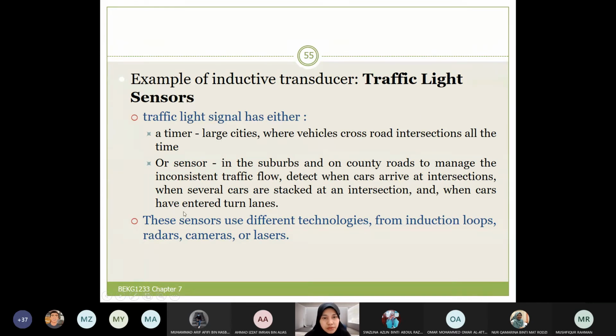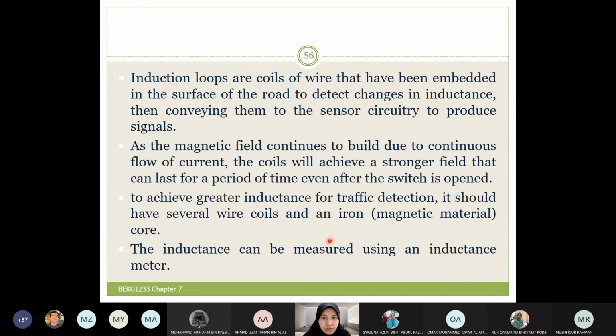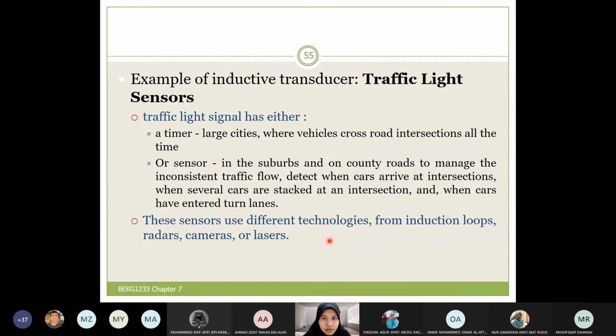Okay, so if we refer to traffic light signals that use sensors, it can be technology of induction loop, radar, camera, or lasers. This slide wants to emphasize the induction loop. This is the application of inductive transducer. One example is traffic light sensors, not timer. Traffic light sensors with induction loop.